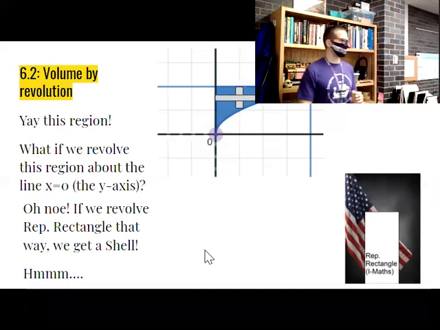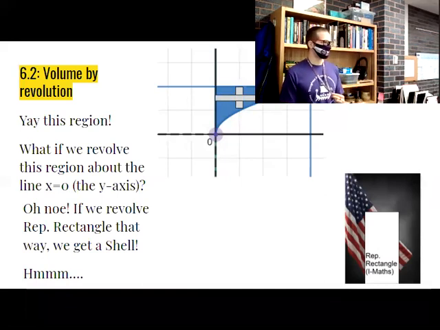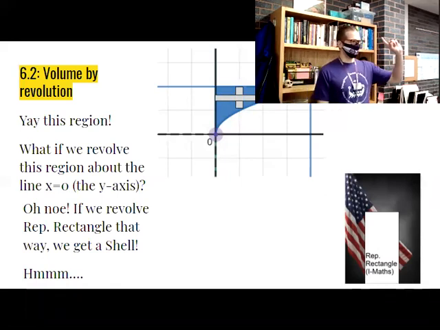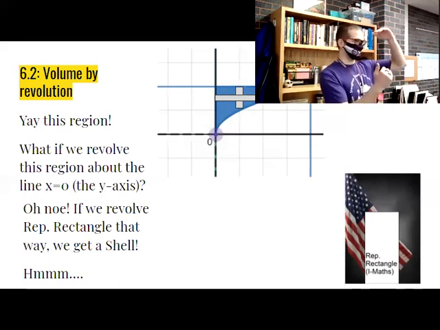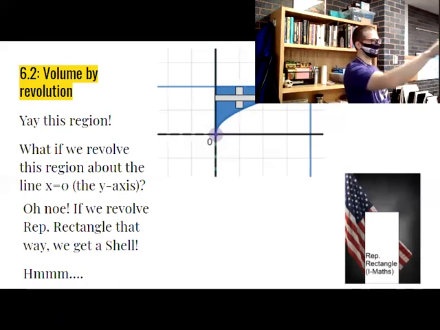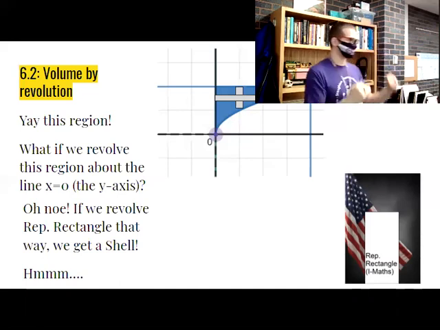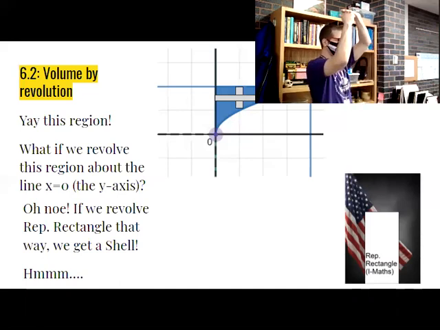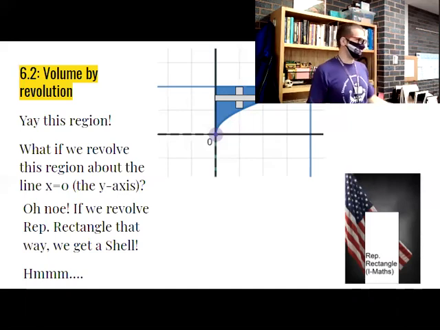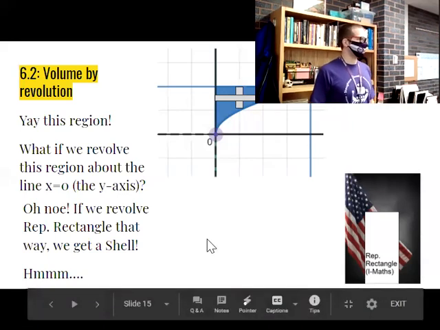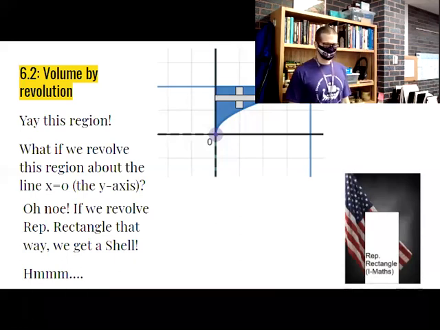But what if we lay rep rectangle down like that? If I revolve rep rectangle in that second way around the y-axis, then I do get a bunch of discs that are just stacked on top of each other. That looks like what I want to do. So there we go. There is a disc.